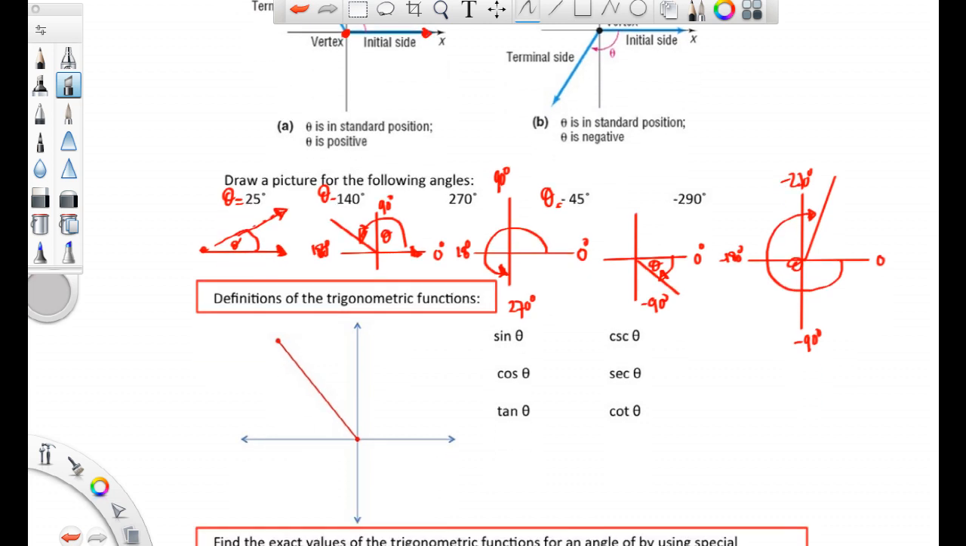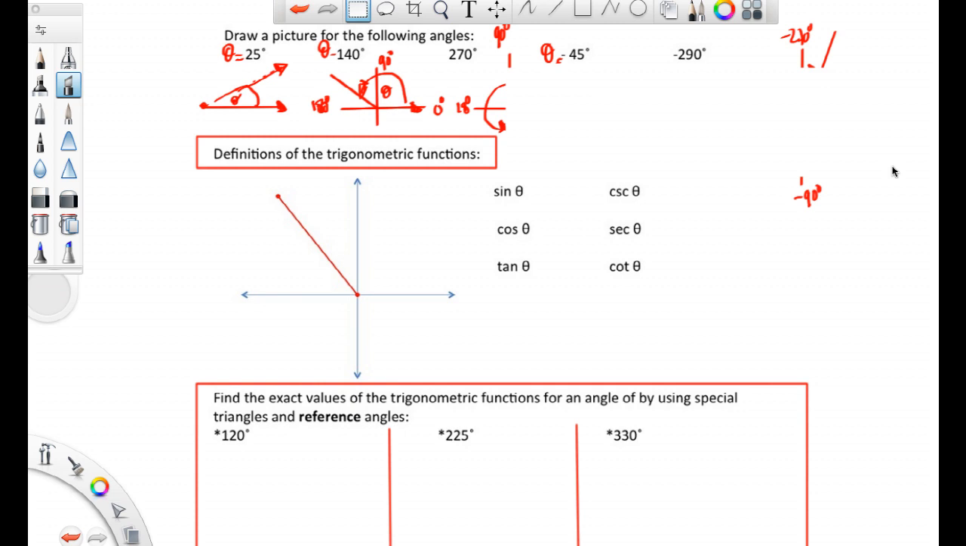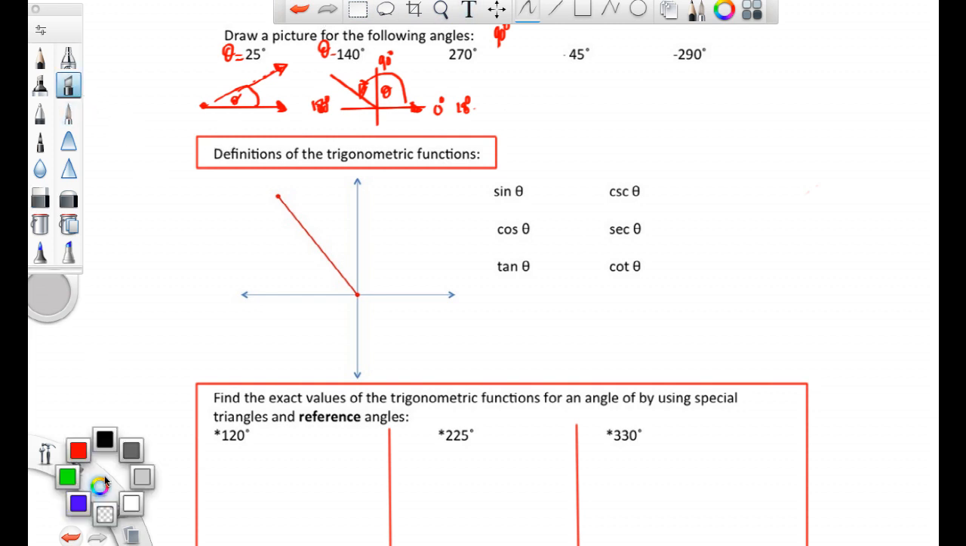Alright, so now let's put that in terms of a trig function. I created a little bit of a mess here. Again, I think you're on your next page, so I'm going to try to clean this up a little bit so it doesn't look like it interferes. Alright. So, how can we use this to define trigonometric functions?